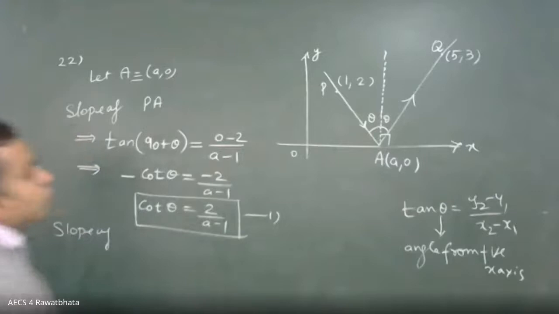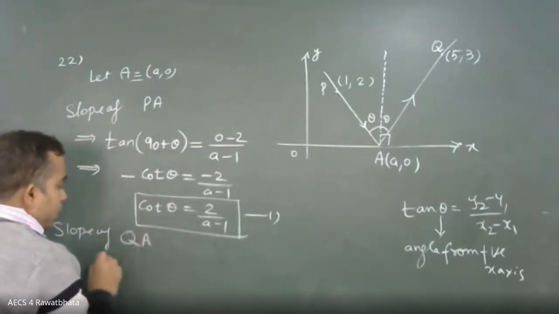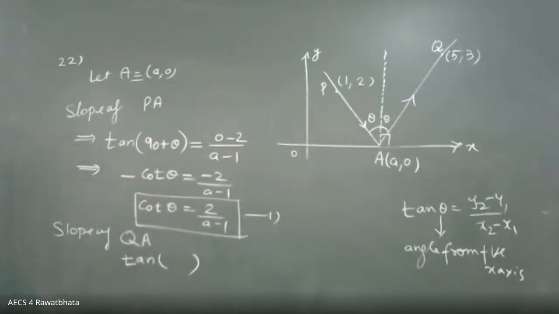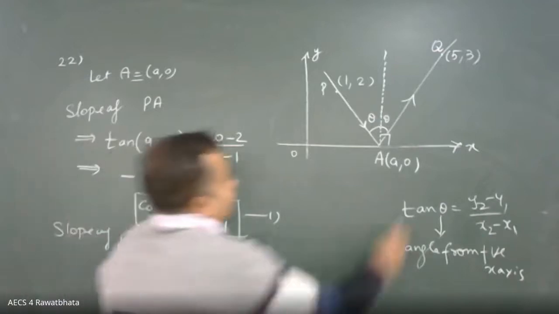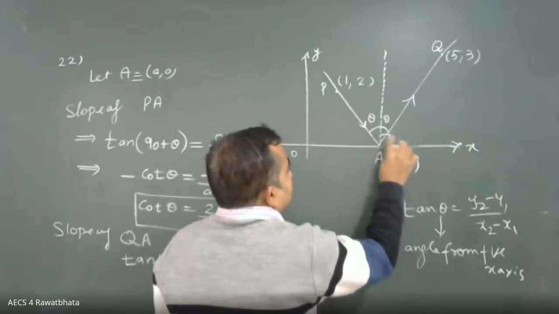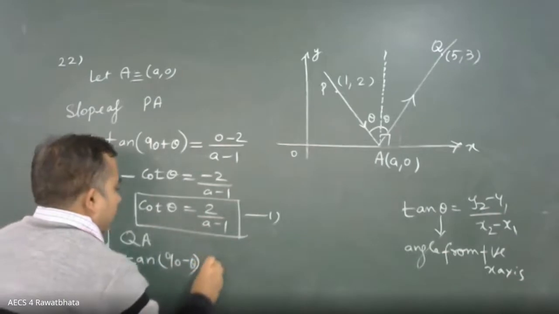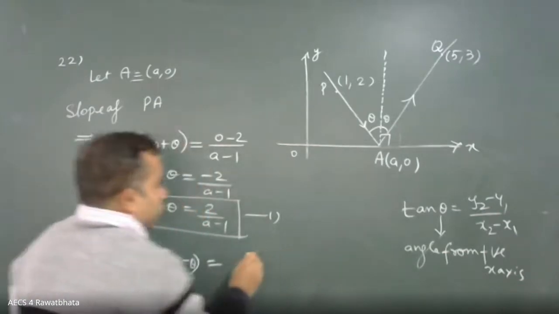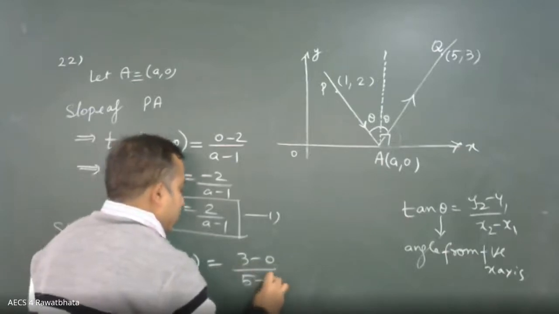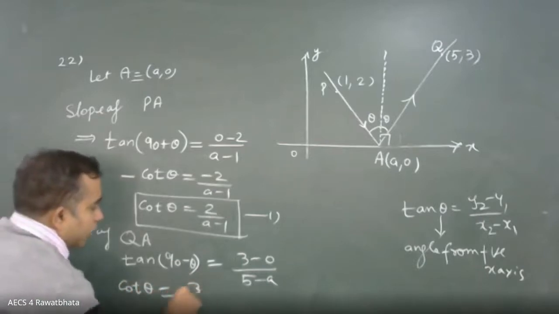Now, similarly, the slope of the other line QA will also give you an equation. It will be equal to tan of the angle from the positive x-axis. The entire one is 90, this is theta, so this should be 90 minus theta. This is equal to (3 minus 0) upon (5 minus a), and tan(90 minus theta) is cot theta. So cot theta is equal to 3 upon (5 minus a).